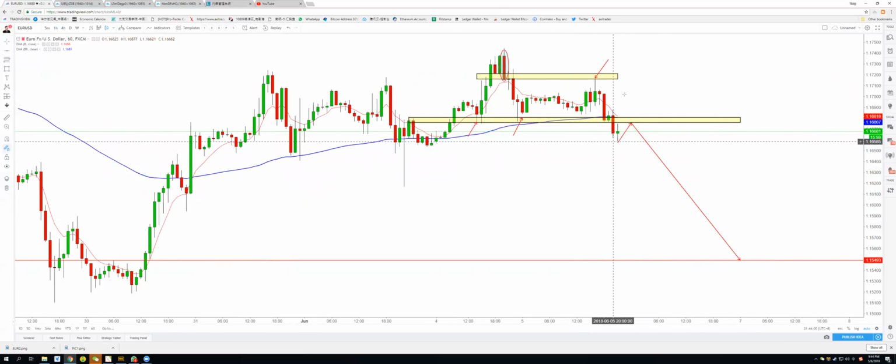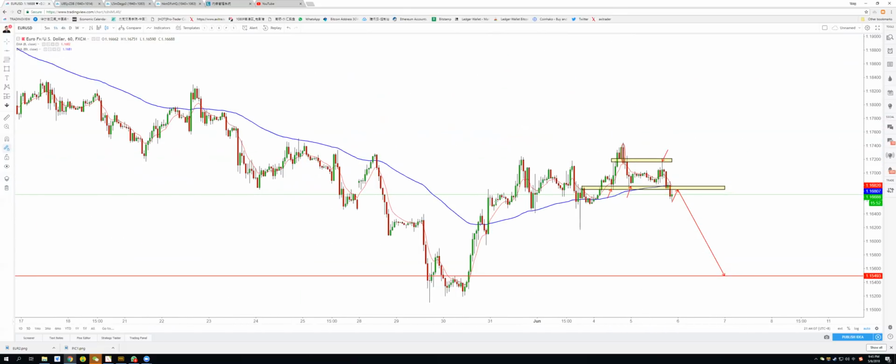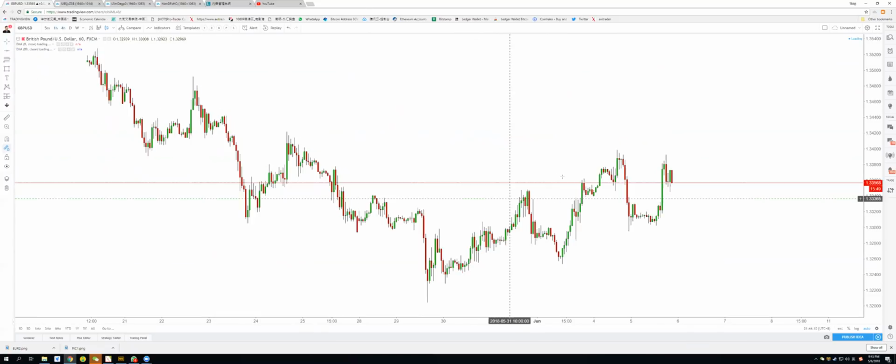All right. Well, of course, your stop loss should be above this pin, 1.1718. Okay, but that still gives you a very good 1 to 2 risk reward ratio. All right, this is for the euro. Okay, let's go back to sterling.